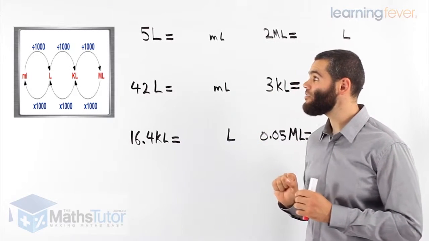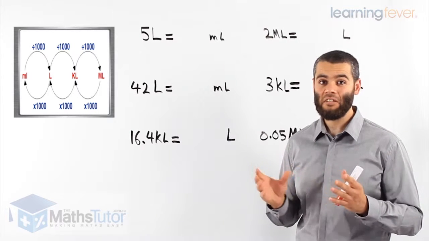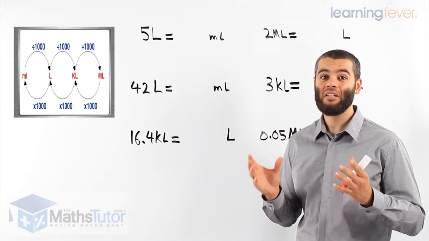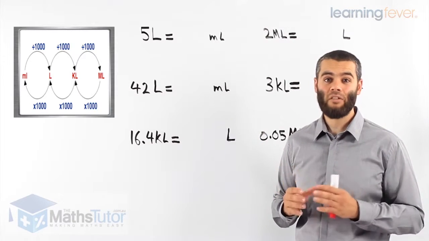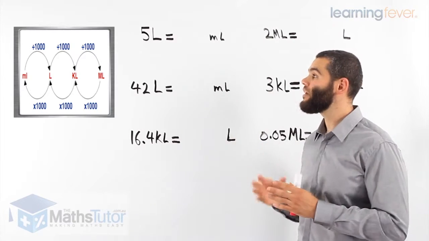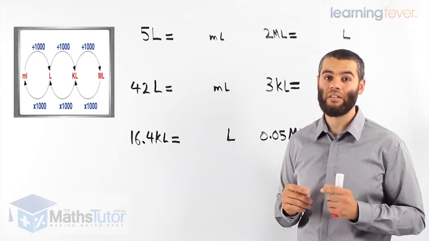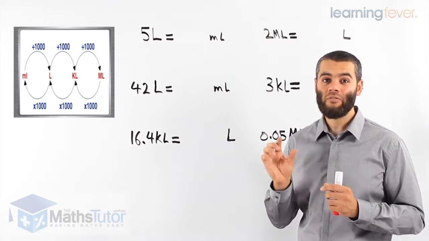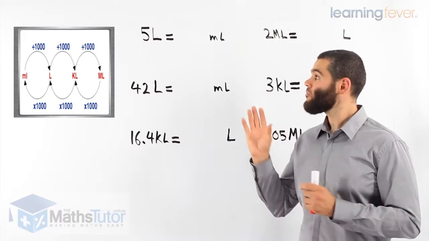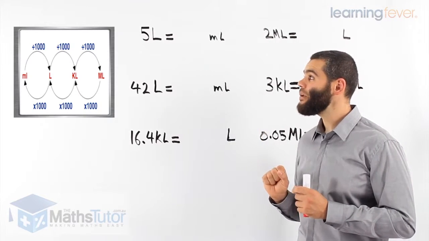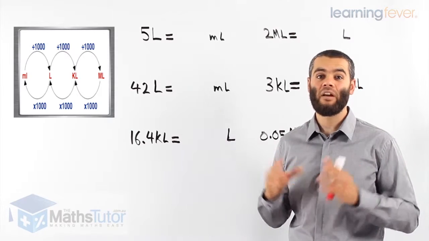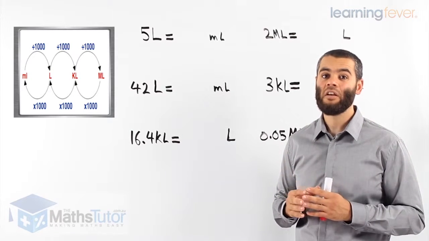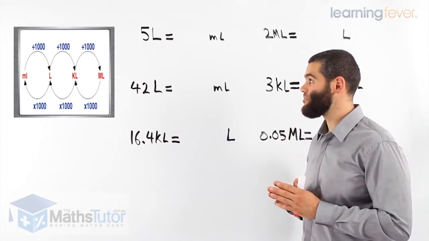From milliliters to liters, we divide by 1,000. Why 1,000? Because there are 1,000 milliliters in a liter. From liters to kiloliters, we divide by 1,000. Why? Because there are 1,000 liters in a kiloliter. And the word kilo, in fact, means 1,000. And from kiloliters to megaliters, we again divide by 1,000 because there are 1,000 kiloliters in 1 megaliter.